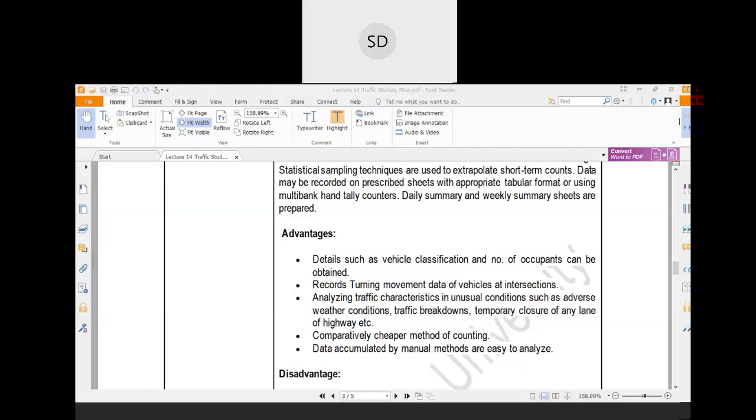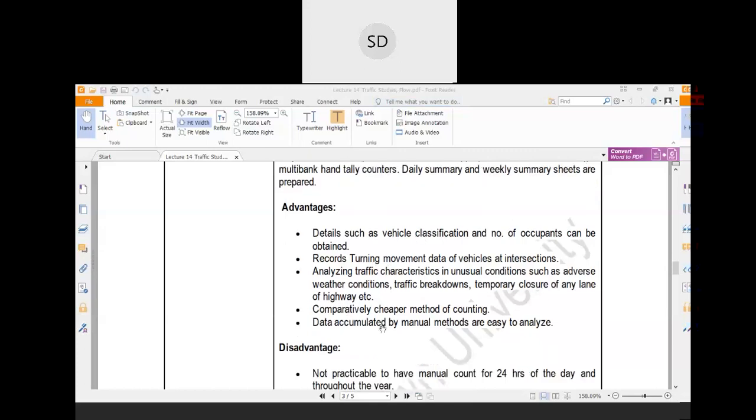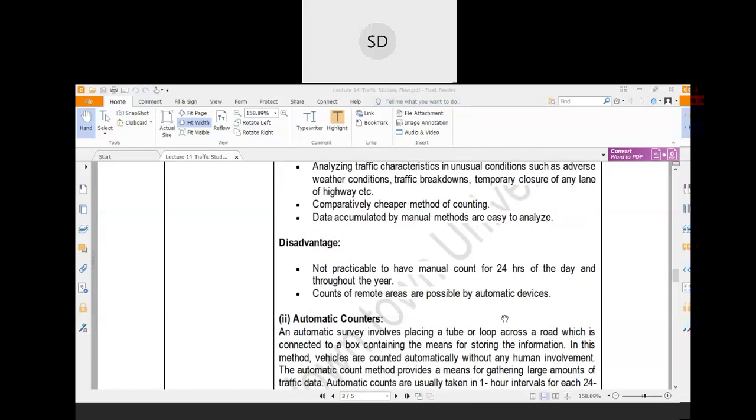Now, analyzing traffic characteristics in unusual conditions such as adverse weather conditions, traffic breakdowns, or temporary closure of any lane or highway can also be done through this manual count method. Then, data accumulated by manual methods are easy to analyze. Now, the disadvantage: you cannot gather a large amount of data through the manual count method, and counts of remote areas are not possible through the manual count method.